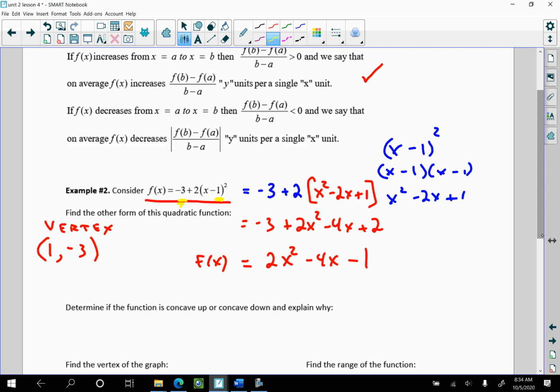Stella, have any idea? If you go back a page, you will see your notes and figure it out. Concave up. Why?